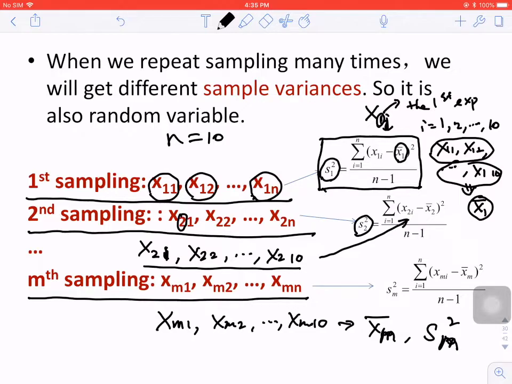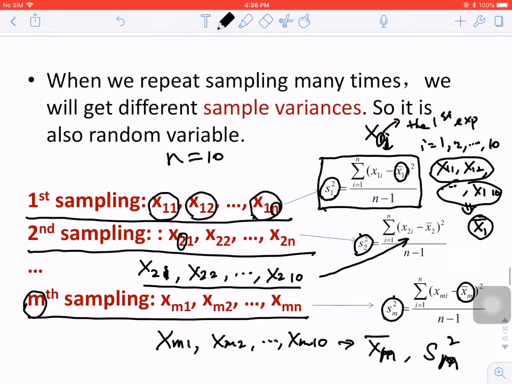So n is the number of rollings within each experiment, and m is the number of experiments. The sample size that we have discussed for the x bar is this n. It's not m. Just make sure that you can tell the difference between these two. Then you can have your xm bar and your sm square. So if you're repeating sampling for m times, you can have m s squares. Those s squares are expected to be random.